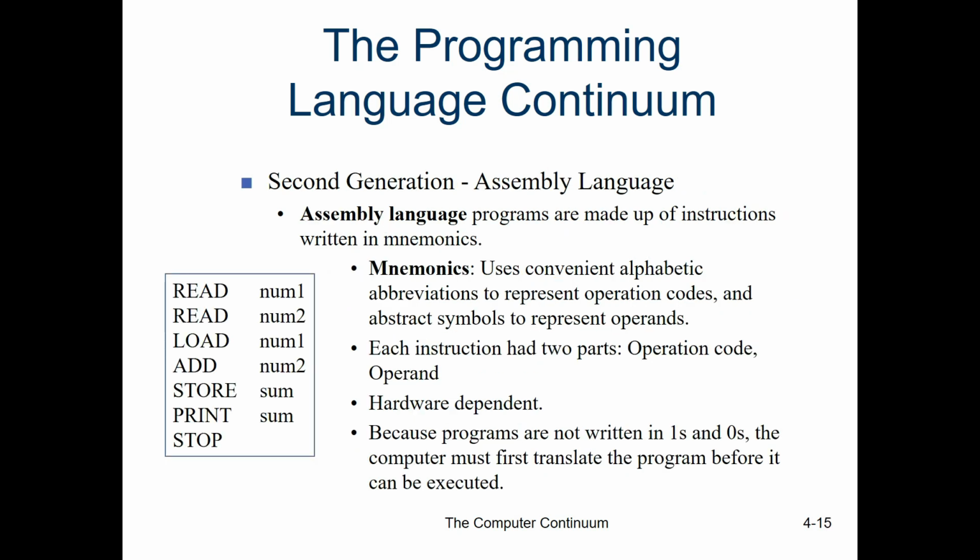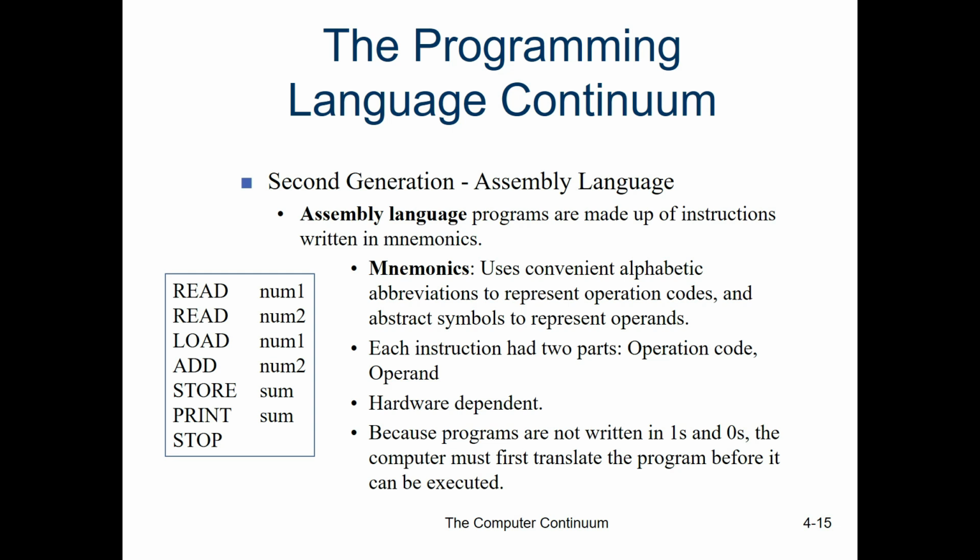Then comes the second generation language, which is assembly language. Assembly language programs are made up of instructions written in mnemonics. So what actually is mnemonics? Mnemonics use convenient alphabetic abbreviations to represent opcodes, the operation code, and abstract symbols to represent operands. Each instruction has two parts, operation code and operand. So it's hardware dependent again.